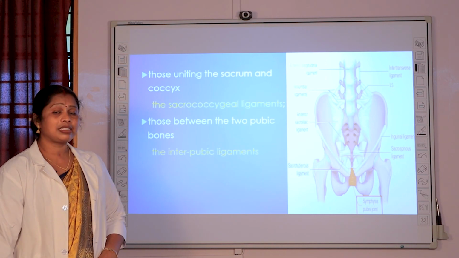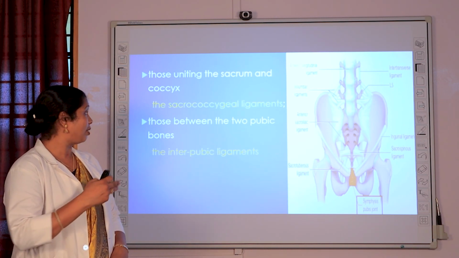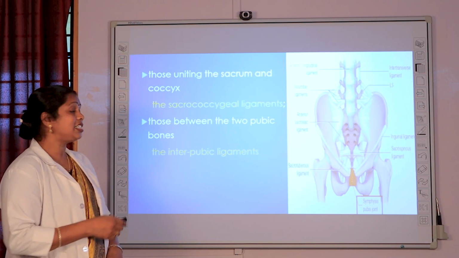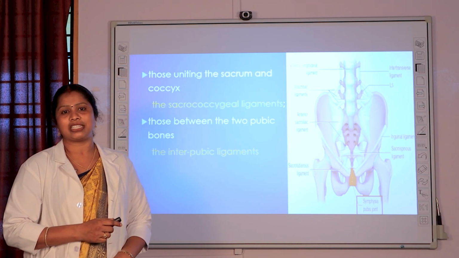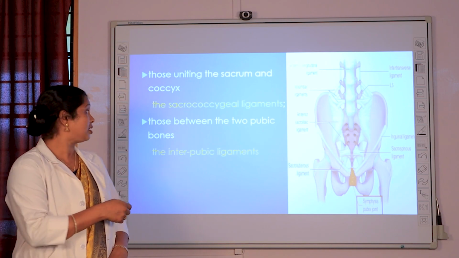The next one is the sacrococcygeal ligaments. The ligaments attached with the sacrum to the coccyx are called the sacrococcygeal ligaments, and the interpubic ligament is otherwise called the symphysis pubis ligaments. Two pubic bones are connected with this ligament.